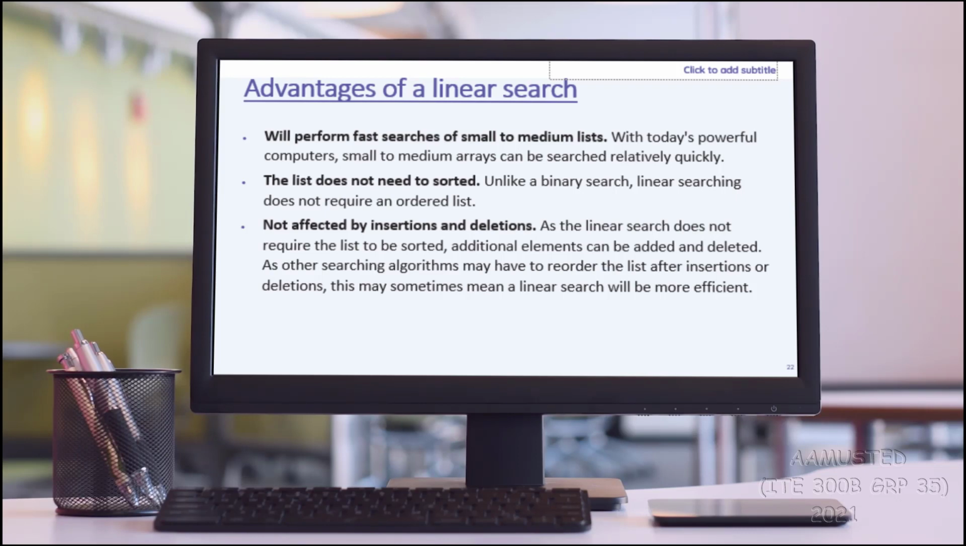And it is also not affected by insertion and deletions. In this case, you don't have to insert or delete any item from the list. This is because it doesn't require that, and it may have to be reordered or so or any other thing, but this sometimes means a linear search will be more efficient.